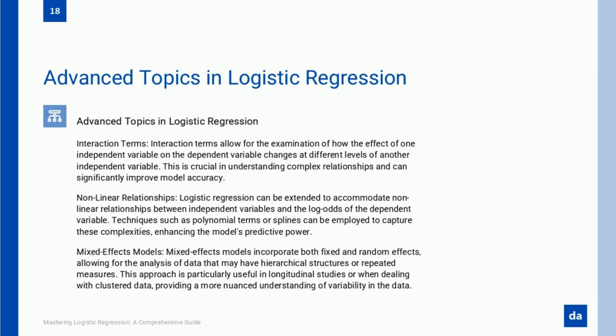Traditional logistic regression estimates coefficients using maximum likelihood estimation, MLE, but Bayesian methods take a probabilistic approach, incorporating prior knowledge to improve predictions. This is especially useful in small data sets or cases where we want to incorporate domain expertise into the model. Finally, let's talk about ensemble methods.